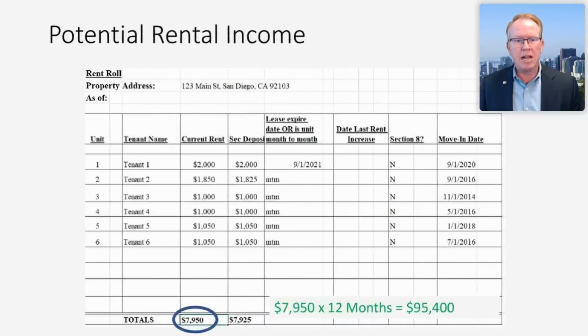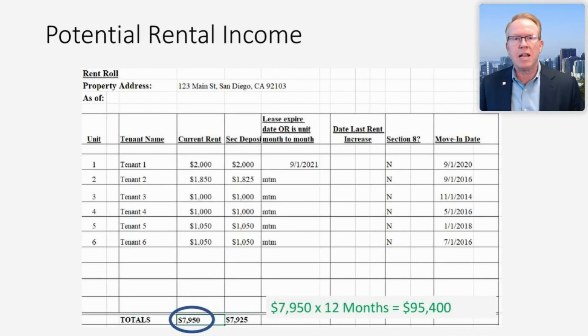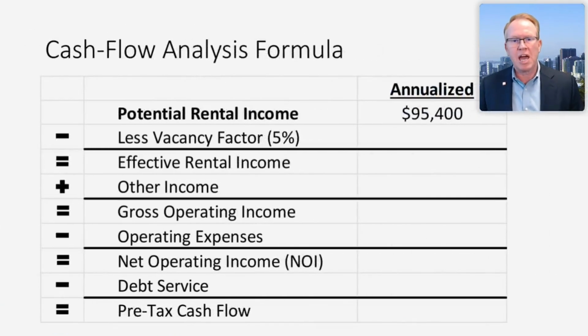However, when we analyze these properties, we like to analyze based on an annualized basis or a yearly basis. So what you need to do is take that monthly rent and simply multiply it by 12. So here we have the $7,950. We multiply that times 12 months and come up with a number of $95,400. So we have our first piece of the puzzle for the cash flow analysis. One of the important pieces, the potential rental income for this property, is $95,400 annually.